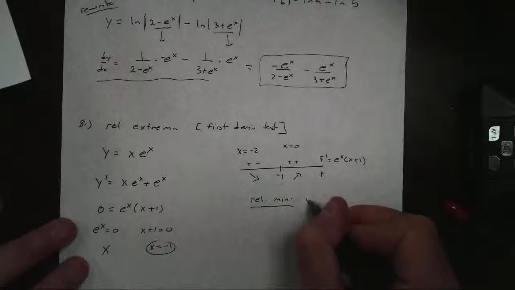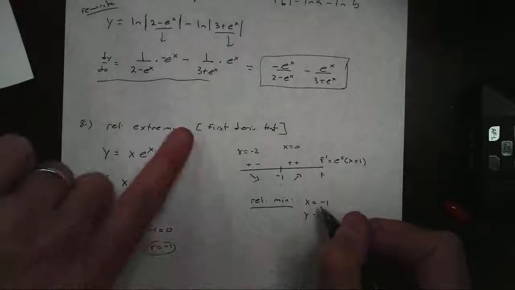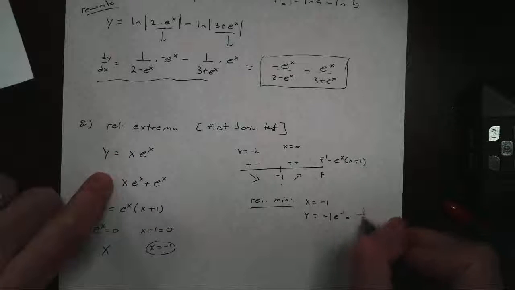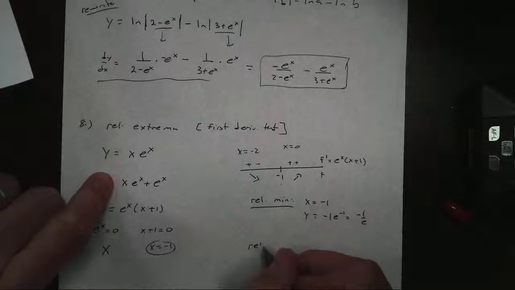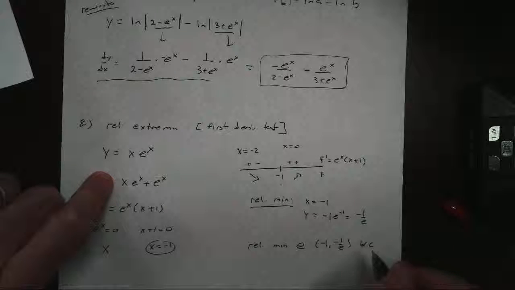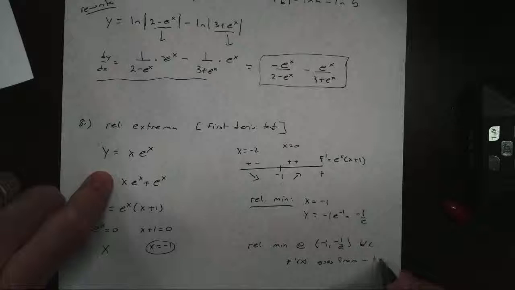So let's find the point. We know x is negative 1. To get y, I plug it into here. Negative 1 times e to the negative 1, or negative 1 over e. So we have a relative minimum at the point negative 1, negative 1 over e, and that is again because f prime of x goes from negative to positive.